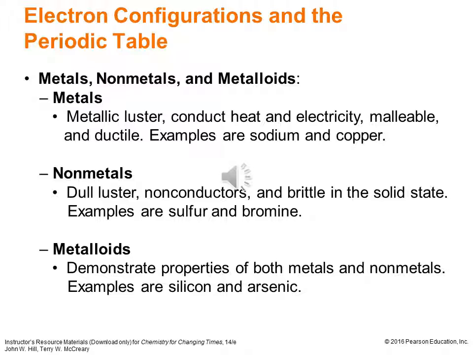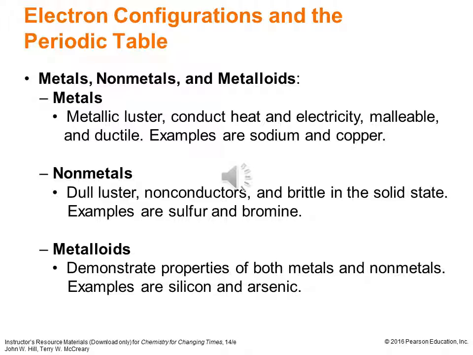Nonmetals tend to have a dull luster. They tend to be non-conductors of heat and electricity, or at least very poor conductors of those things. And they tend to be brittle in the solid state, so you can't pound them into thin sheets very well. And some examples are sulfur and bromine. Sulfur, a yellow powder, and bromine, a reddish liquid at room temperature and pressure.